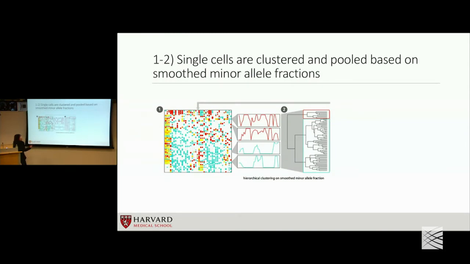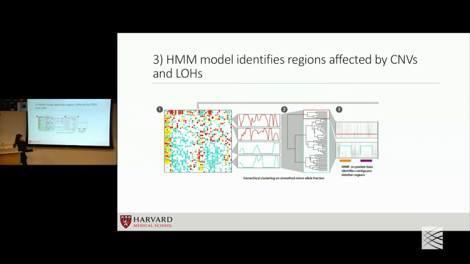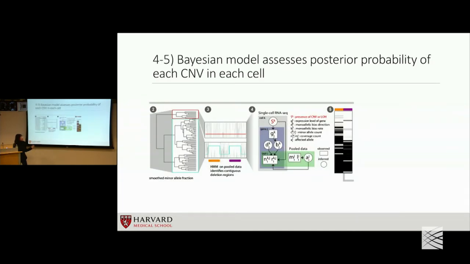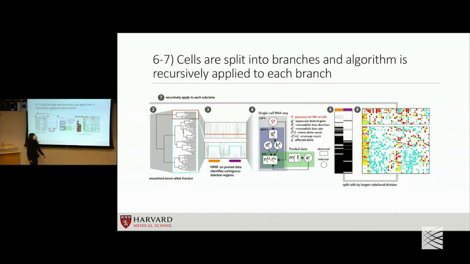So the general workflow is to take all your single cells, cluster them a little bit to get more homogeneous pools, pool those together, run an HMM on it to identify regions, and then use our hierarchical model to assess the posterior probability of each deletion. Here we found 2 deletions using our HMM, and now we can assess the posterior probability in each single cell, which is each row. Based on that, we divide up the cells into 2 genetic branches, and recursively or iteratively apply this method to construct the rest of our phylogenetic tree.